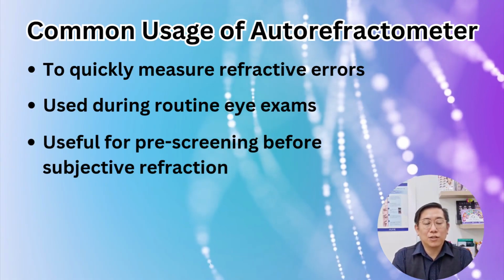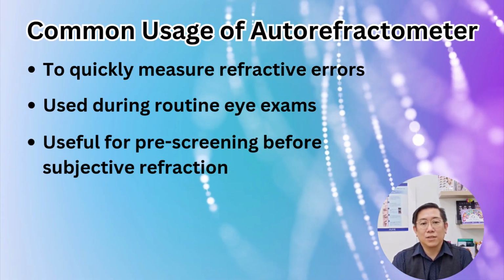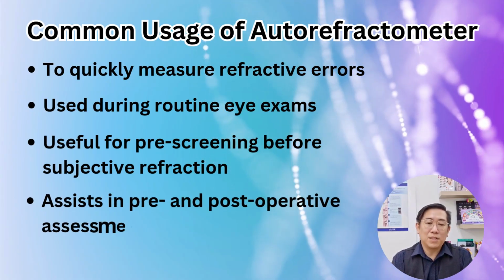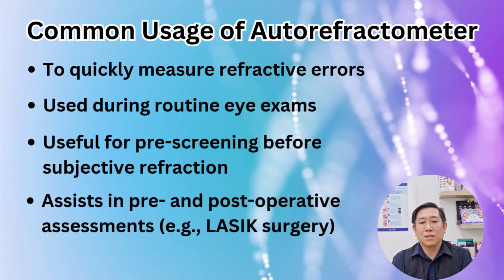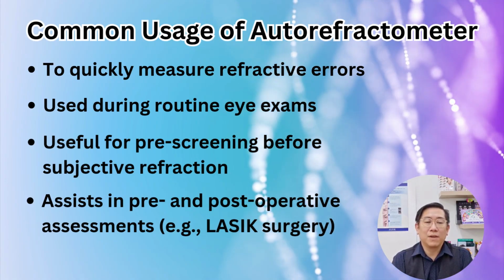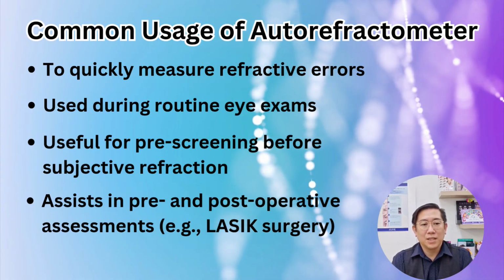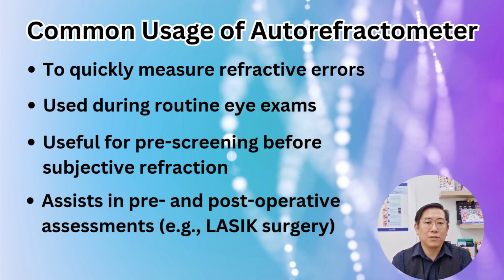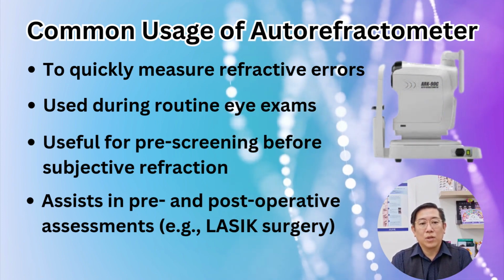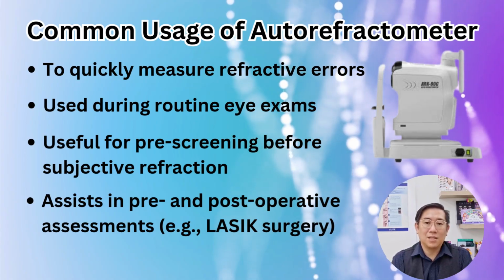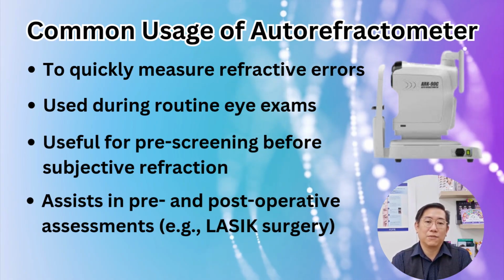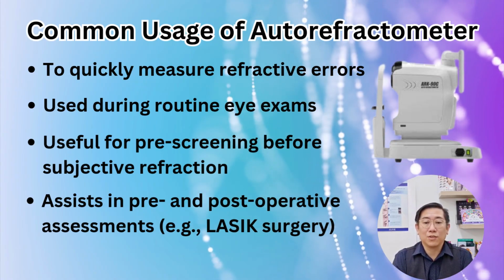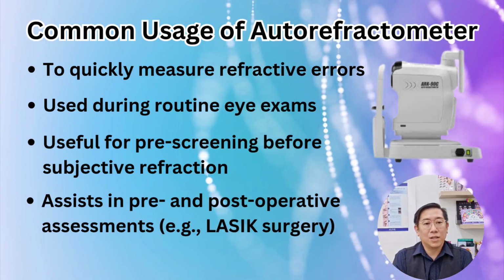In addition, the autorefractometer is often used in pre- and post-operative assessment, such as for patients undergoing LASIK surgery, where it provides a reliable comparison of refractive error changes before and after surgery. Another important point is that many modern autorefractors are integrated with keratometers, forming what we call autorefractometers. These devices not only measure the refractive errors, but also analyze corneal curvature, which is useful for fitting contact lenses or assessing corneal health.